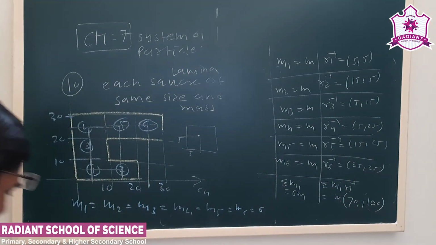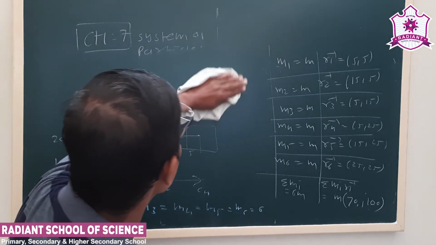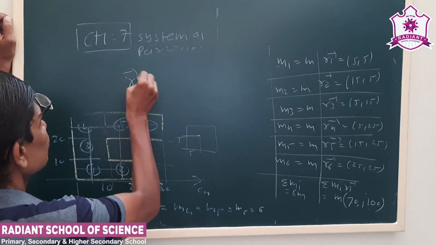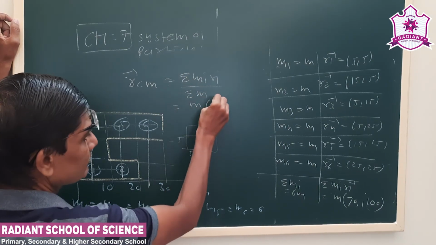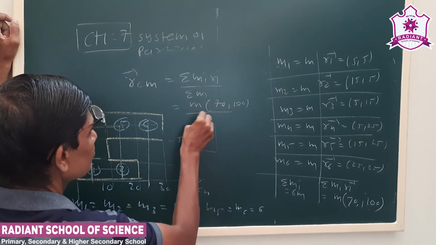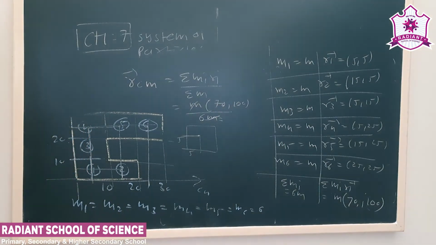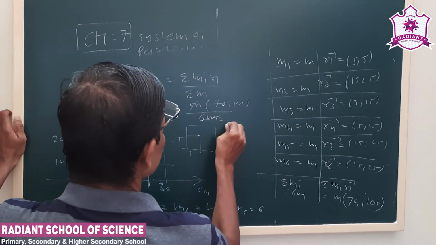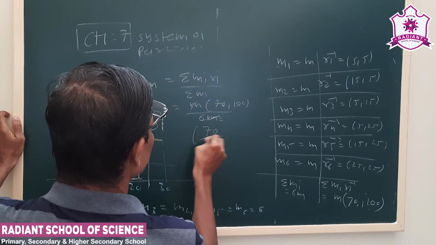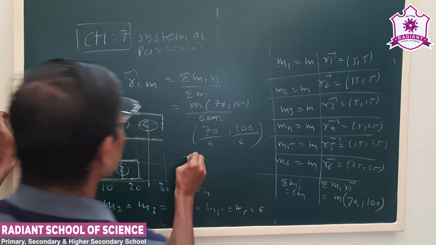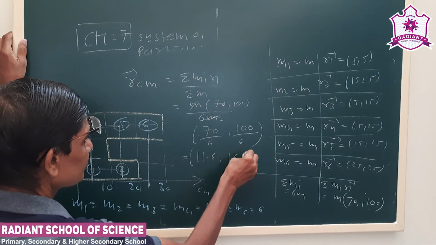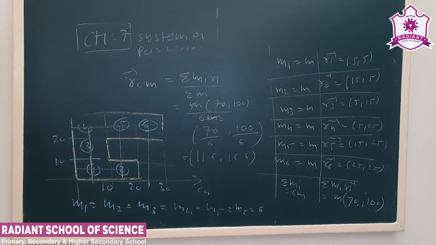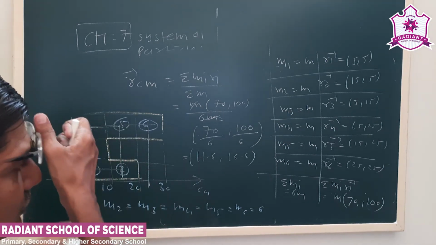Okay, now see, the center of mass is sigma mi ri divided by sigma mi. This is the generalized formula we have written. Now that turns out to be: this will be 70 by 6, 100 by 6. Okay, that turns out to be about 11.6. Okay, this is how we can solve. Now, next MCQ.